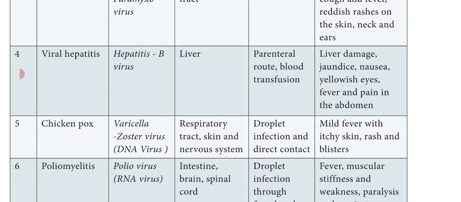And the symptoms are liver damage, mainly the liver gets damaged, jaundice, in Tamil we say manchal kamalai, nausea, which means a vomiting sensation, yellowish eyes, fever and pain in the abdomen. So these are the symptoms of the disease viral hepatitis.